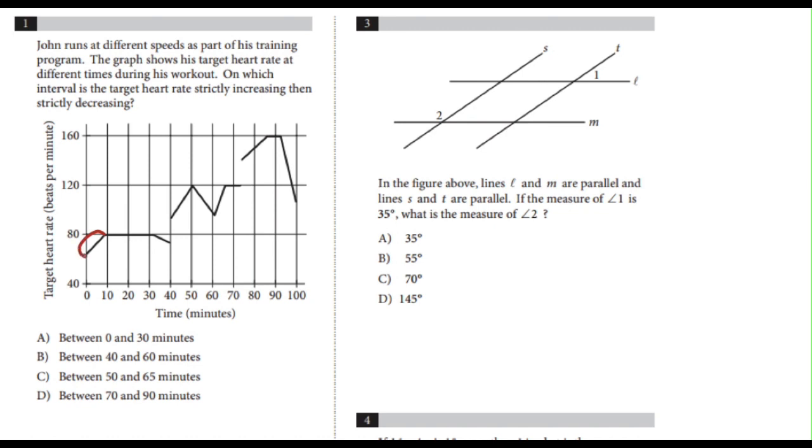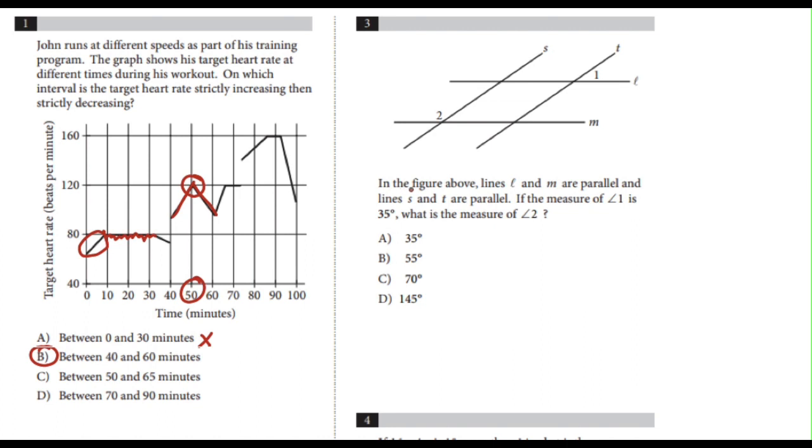So as we can see, we're increasing here, but then that's followed by a constant line. Here we're increasing, then strictly decreasing. This is the area where they're talking about. It's going to be at 50, and if we look at the answer choices, that is not between 0 and 30. That would be between 40 and 60. So the answer here is going to be answer choice B.